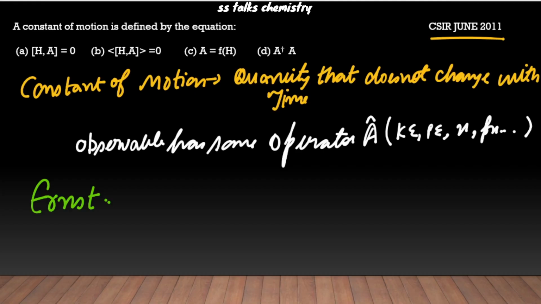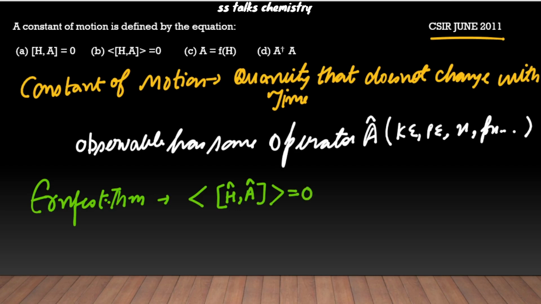Ehrenfest theorem, according to which if I take the average of the commutator of the Hamiltonian operator with the observable that you are considering, and if this average value is equal to 0, then that particular observable will be called a constant of motion. Okay, so based upon this, option B becomes the right answer.